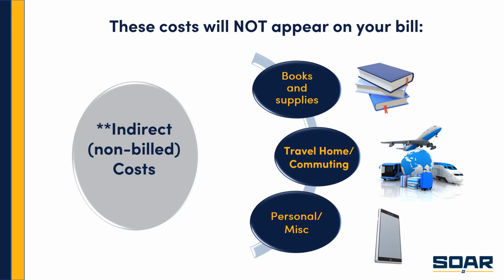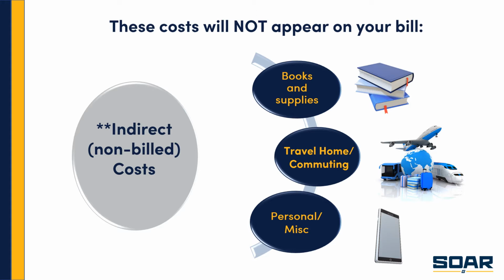These are called indirect or non-bill cost, and they include books and supplies, because at UNCG, books are not included as part of your bill. They are considered out-of-pocket expenses. You can purchase books either from the UNCG bookstore or from other booksellers, either online or in the store. That is your option. But you don't have book vouchers that get charged to your student account, so therefore these are considered non-billed or indirect cost.